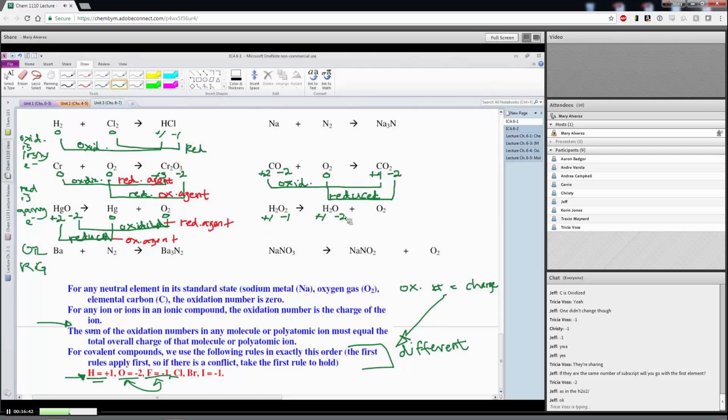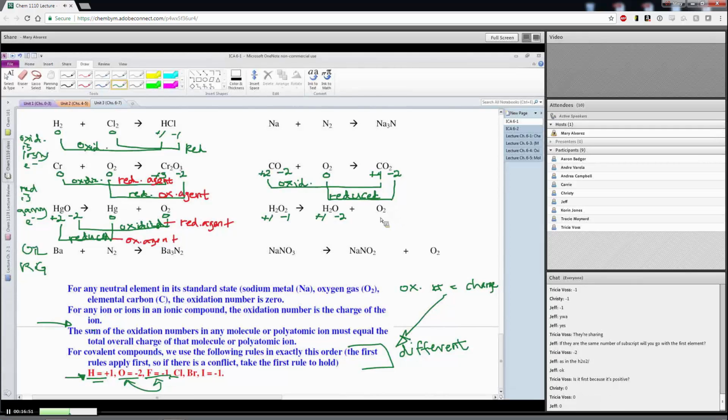Good. All right, and then here on the far right, we have oxygen. What's the oxidation number of oxygen here? 0. That's right. Yeah, the hydrogen is listed, well, you could say it's listed first because it's positive, because we always put the cation first and the anion second. But remember, Tricia, that these are not ionic compounds.